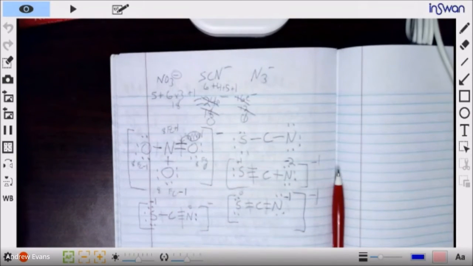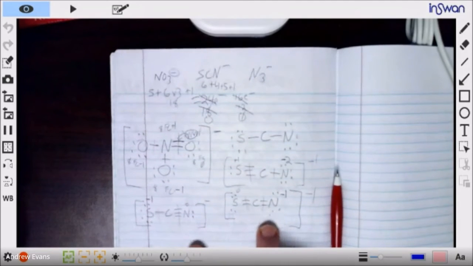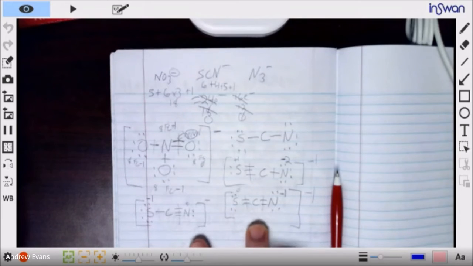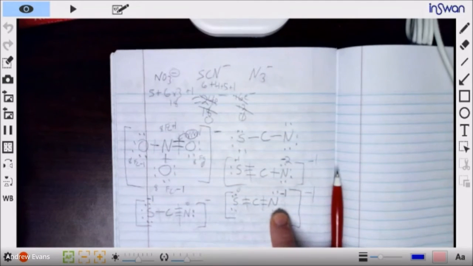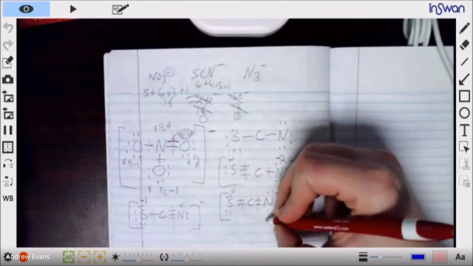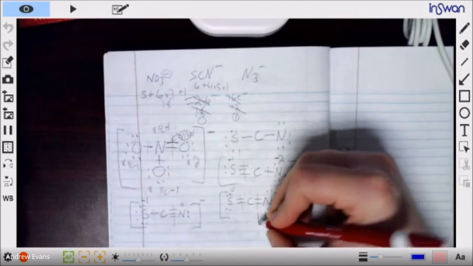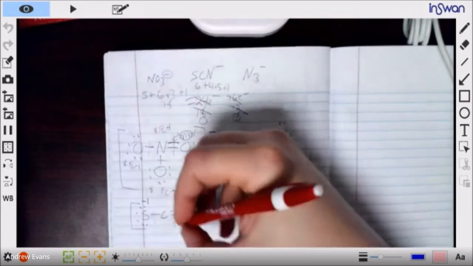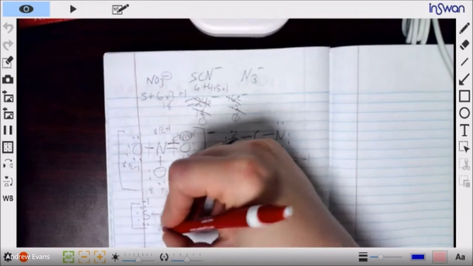So if I was to choose the best structure of all these, it would be the one with the lowest formal charge, which comes down to those two, and has the negative formal charge on the most electronegative atom. So which is the best structure? Nitrogen is more electronegative than sulfur. So which structure is number 1? I would say this guy is number 1. The second most stable structure, I would say this guy is number 2.